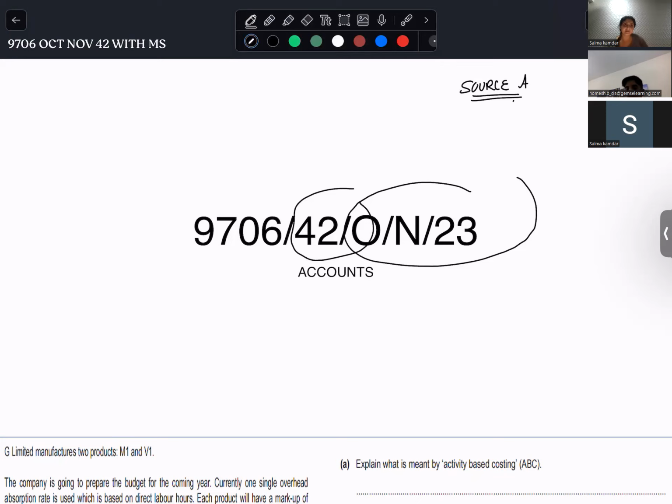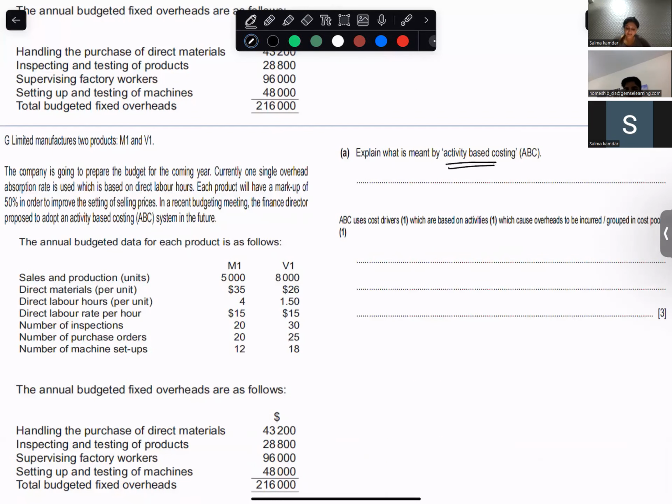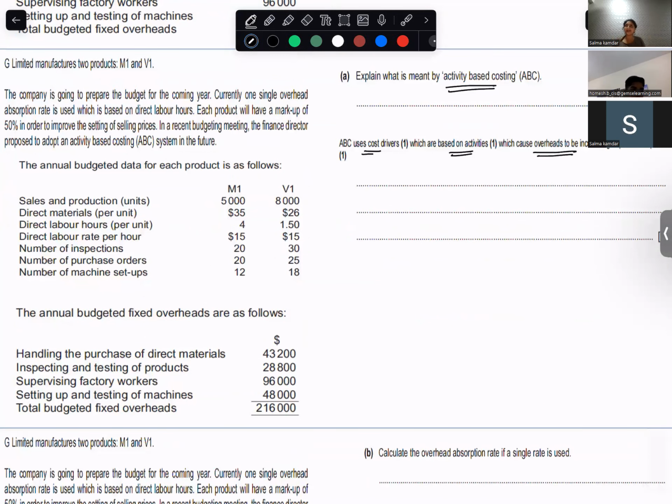Activity-based costing is costs that are allocated based on different activities of the business. They use the cost drivers, which are based on activities which cause the overheads to be incurred, right? Yes. Okay, what is a cost driver? A cost driver is something that increases the cost of a particular activity. Okay, that is directly related to that activity.